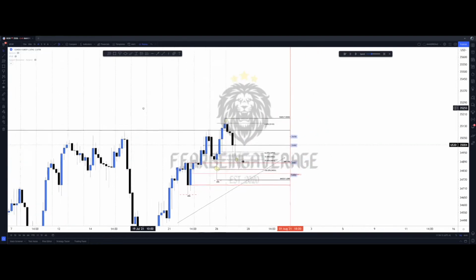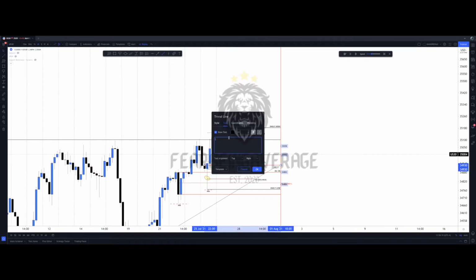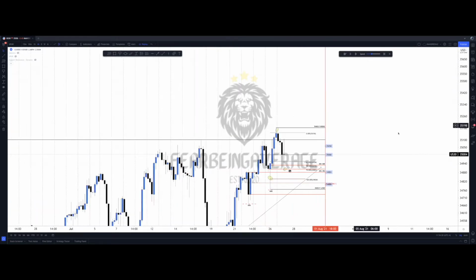So the next thing we want to do, we also want to keep in mind that we have a small order block also right here. This is also a 4-hour order block. Mark up the open and then mark up the close. So now we understand that.